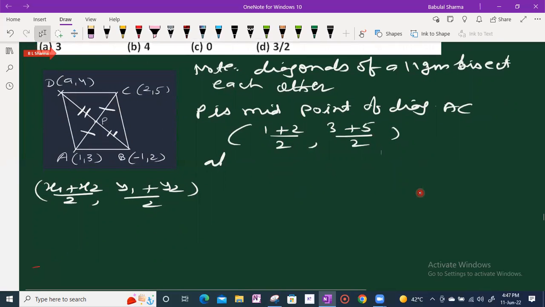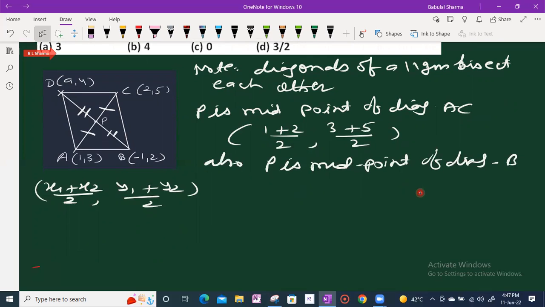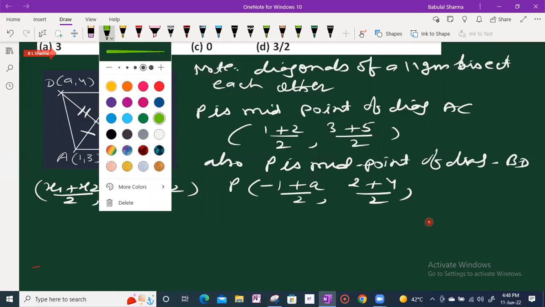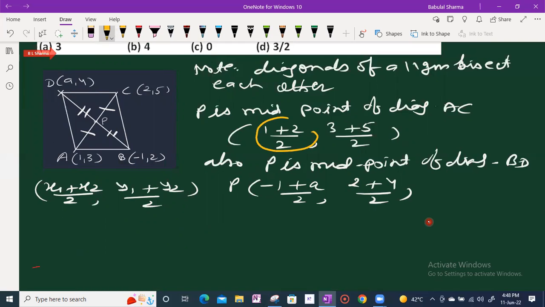And also P is the midpoint of the other diagonal BD. Now this is the diagonal BD, and point P is also the midpoint of this diagonal. So the x coordinate will be given by x1 plus x2 by 2 and the y coordinate will be (2 plus 4) divided by 2. But by observing, you will see that both these coordinates are the same as those of point P, because P is the same point.